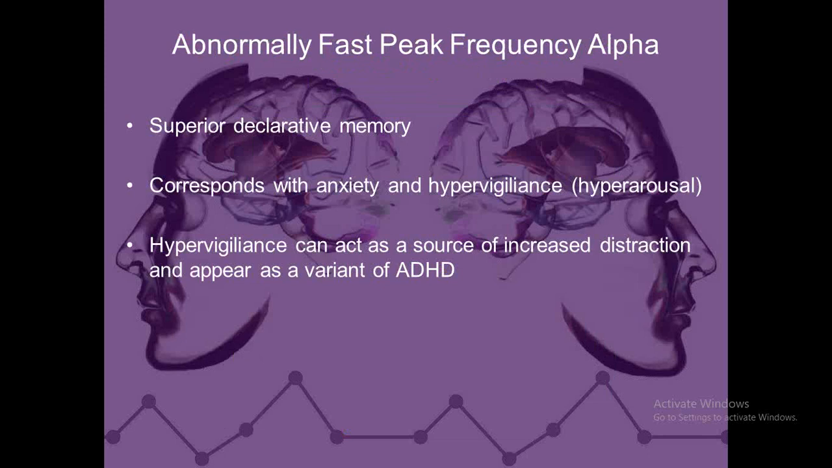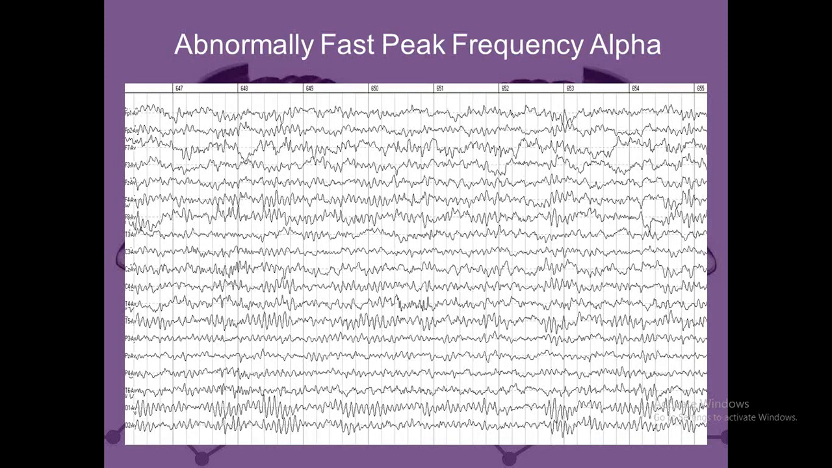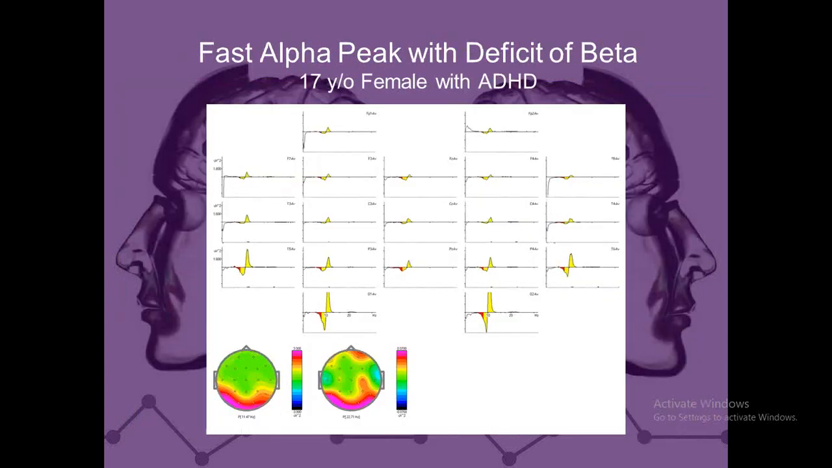Then we have the fast peak frequency alpha group. These are the ones that have the superior declarative memory. Usually corresponds with anxiety and hypervigilance. This is a hyperaroused group. Sometimes we have found that there's 3 patterns, and this is one of the patterns that will develop PTSD if traumatized. I'll go more into that later. Hypervigilance can act as a source of increased distraction and appear as a variant of ADHD. And that's what this hypervigilant group is. Of course, you can count the alpha in the back of the head and come up with the frequency on that.